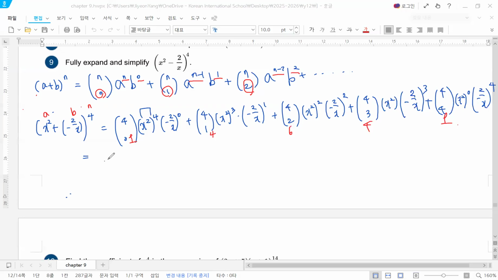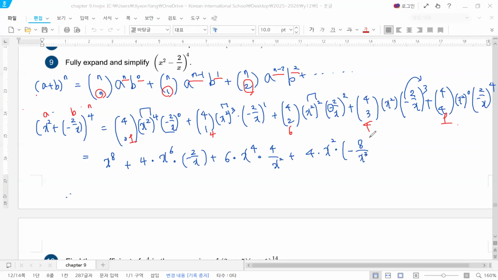then this one is going to be x to the power of 8. This value is 1, so that's x to the power of 8 plus 4 times x to the power of 6 times negative 2 over x plus 6 times x to the power of 4 times negative 2 squared, since negative squared becomes positive, 2 squared is 4, over x squared, plus 4 times x squared, and negative cubed becomes negative, 2 cubed is 8, over x cubed, plus this one is 1 as well, and negative to the power of 4 is positive, 2 to the power of 4 is 16 over x to the power of 4.